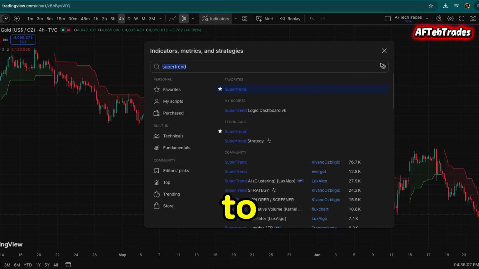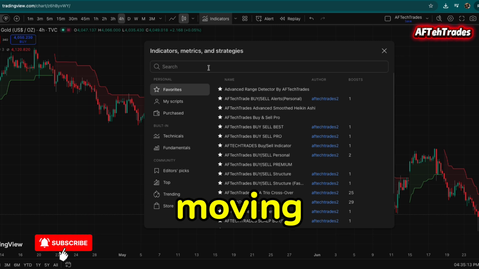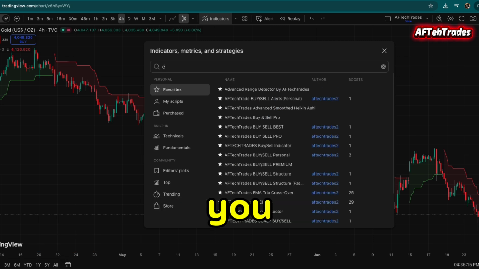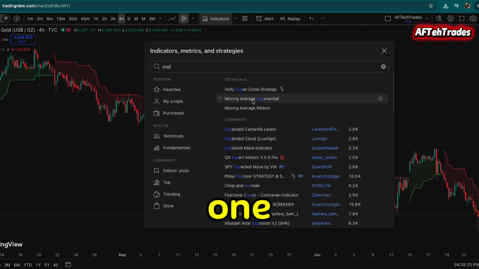Then you come to the second. You need to add a second indicator, which is our exponential moving average. So you search for exponential moving average, which is this one. You see that there's no auto attached to it also. So you click on it and add it to your chart. So now we need to do some minor settings before I show you how you can use this indicator to at least increase your win rate.